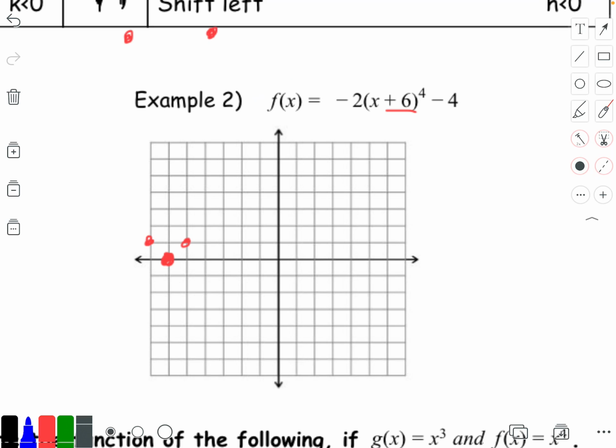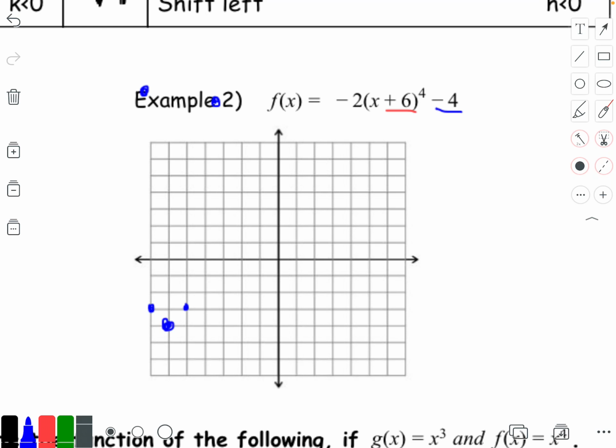Now I'm going to move them down 4 spaces. So 1, 2, 3, 4. And then we're here and we're here and we're still going to be somewhere around here. Okay. Then I'm going to go ahead and erase the red.